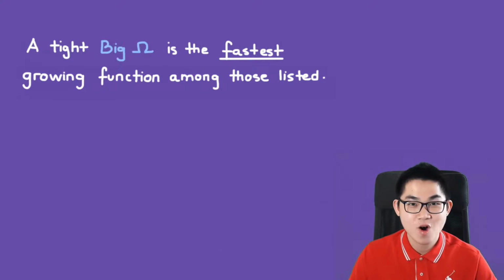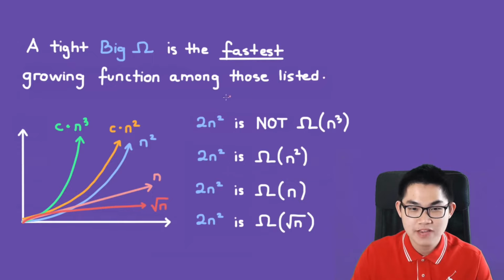What is type big omega? Well, type big omega is the fastest growing function among those listed. And let's say you're also given 4 options and you have to select the one that is the type big omega. So let's see. We have 2n squared is not big omega of n to the power of 3. 2n squared is big omega of n to the power of 2. 2n squared is big omega of n. And 2n squared is big omega of the square root of n. So all of these statements are correct statements, they're true. But which one is type big omega?